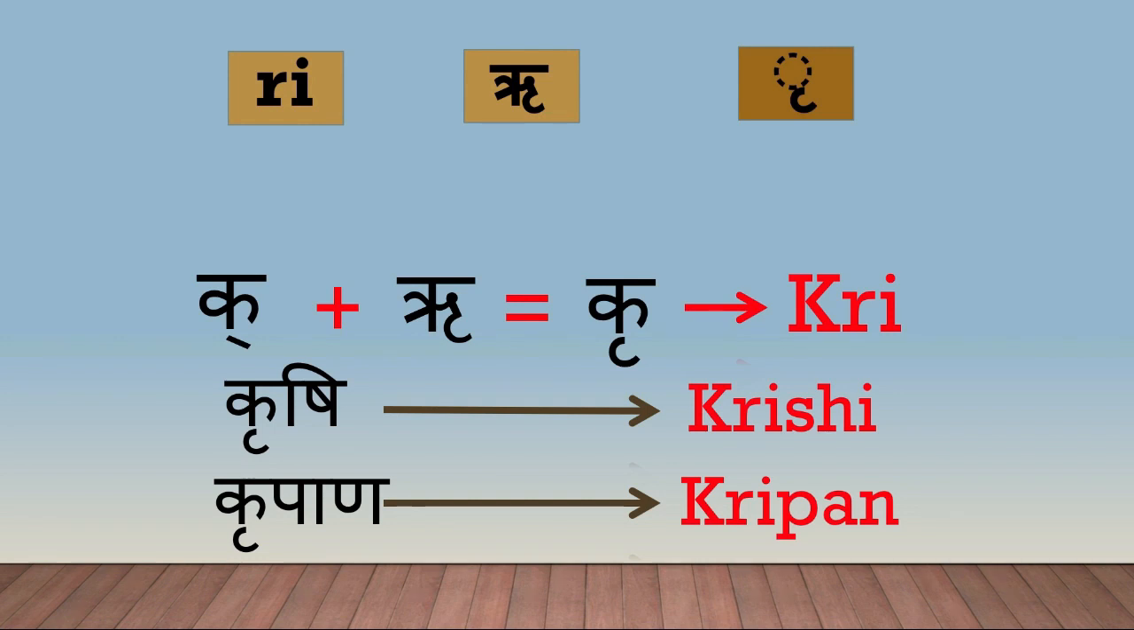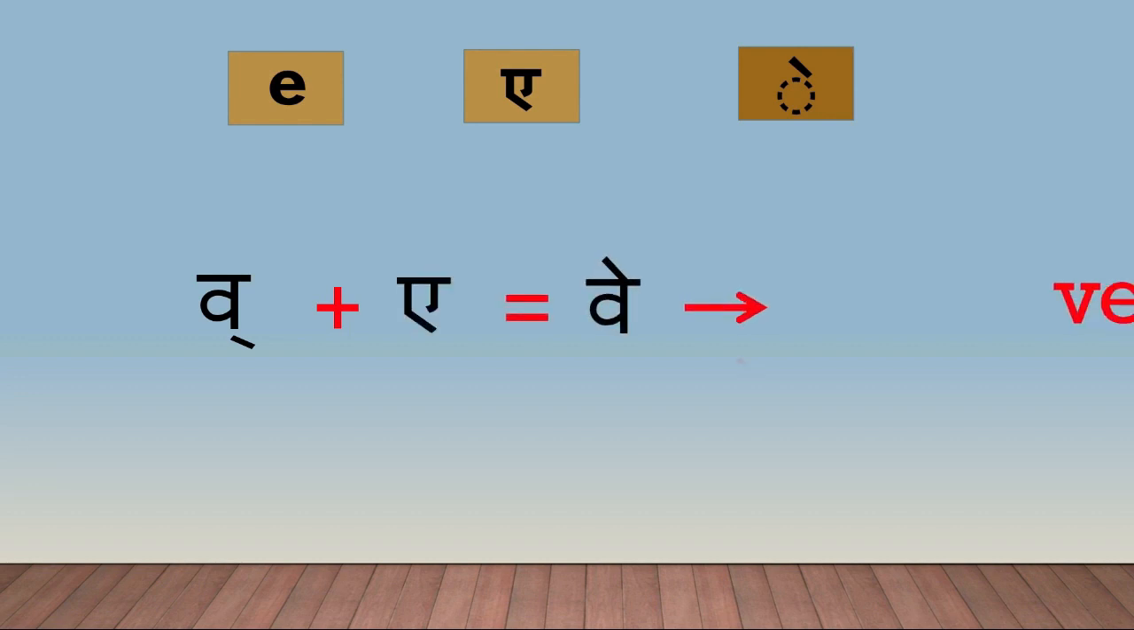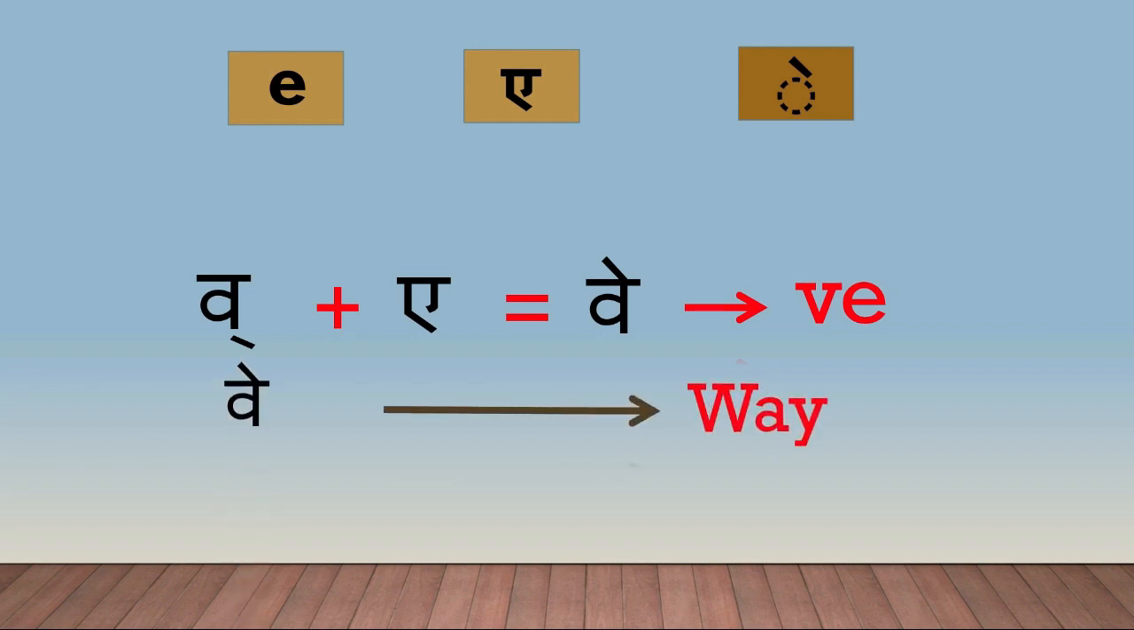Next letter is e with the sign of e ki matra. For example, v plus e, it gives a sound of ve. In English, it's ve. As a word we pronounce as ve. In English, it's way. Next, cake. In English, it's cake.